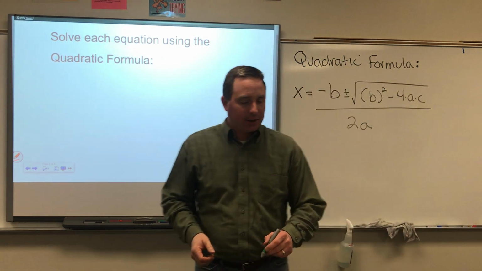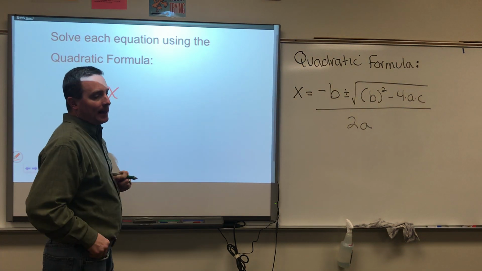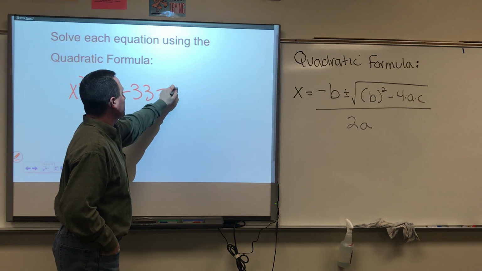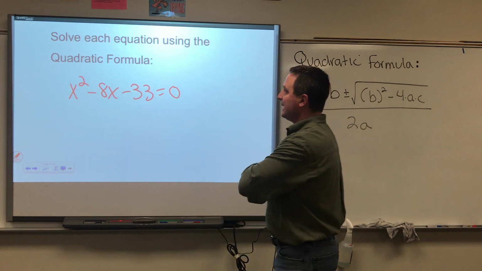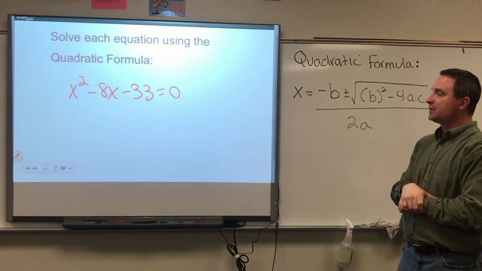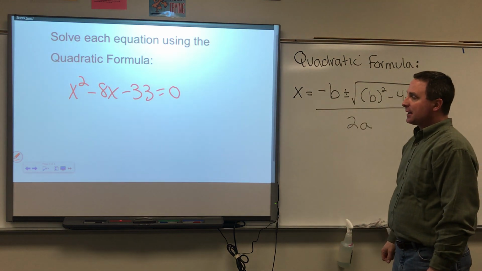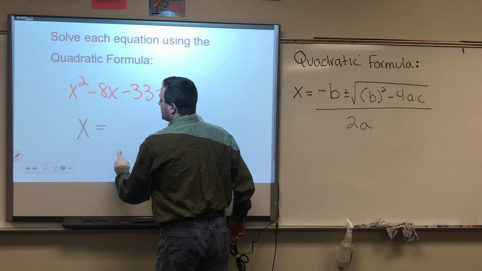The first problem we're going to look at is x squared minus 8x minus 33 equals 0. When we use the quadratic formula, we have to make sure the equation is in standard form, with everything moved over to one side. Let's see if we can find out what the solution is here. Let's give it a whirl. We're going to try x equals.